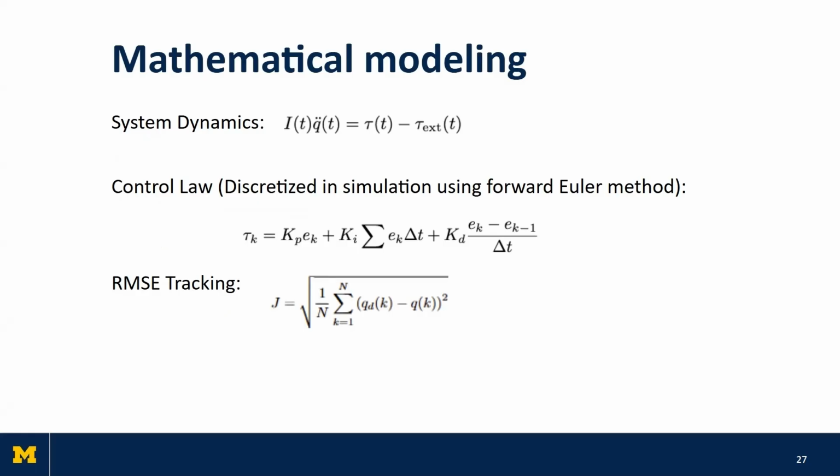The system dynamics follow the equation, where I of t is the time varying rotational inertia, q is angular position, and tau represents torque. The control law is discretized using the forward Euler method and is expressed as below. The third one would be the RMSE tracking, and the objective function J is defined as below.